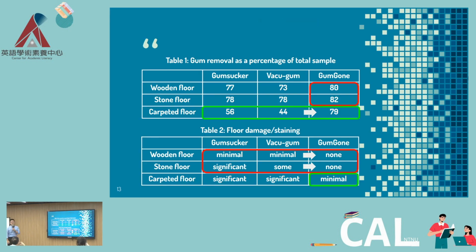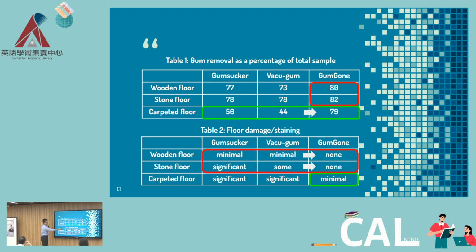Okay, so here's the table about gum removal. The gum removal machine is a chewing gum removal machine. So that's research about chewing gum removal, and it provides these two tables. The first one is gum removal as a percentage of total sample. There are 100 samples, and the number indicates how many samples can be removed. So here is 77 out of 100 samples.